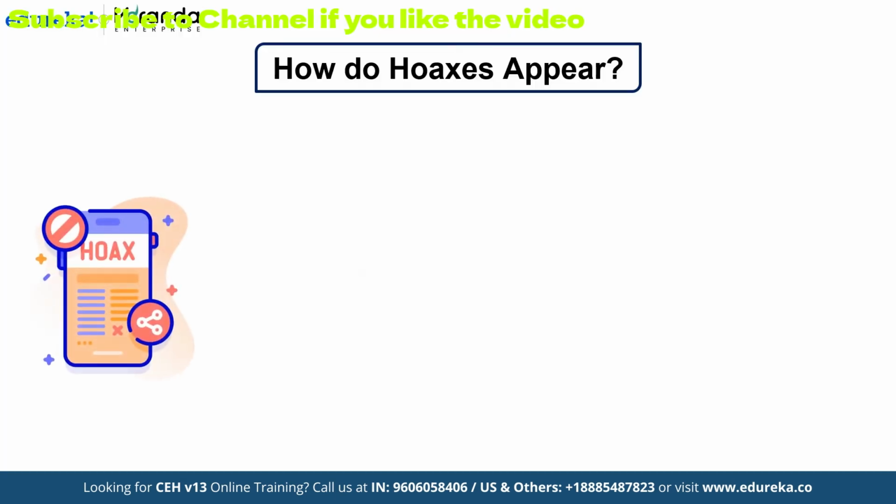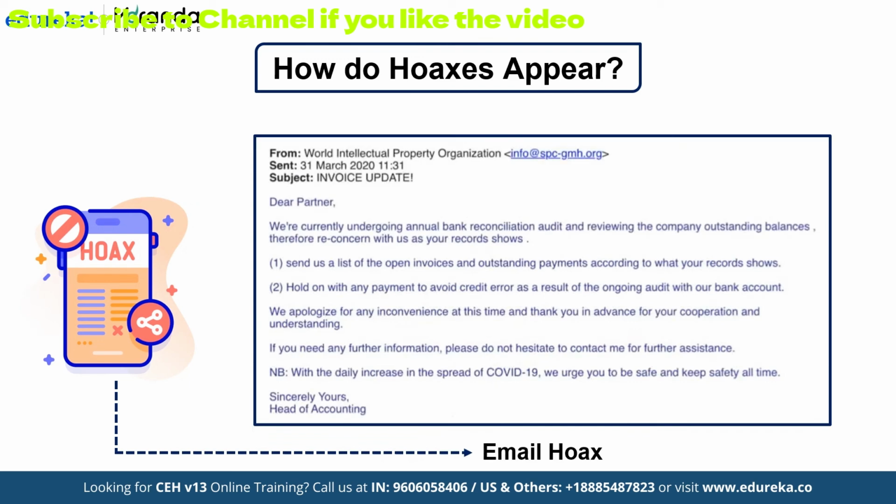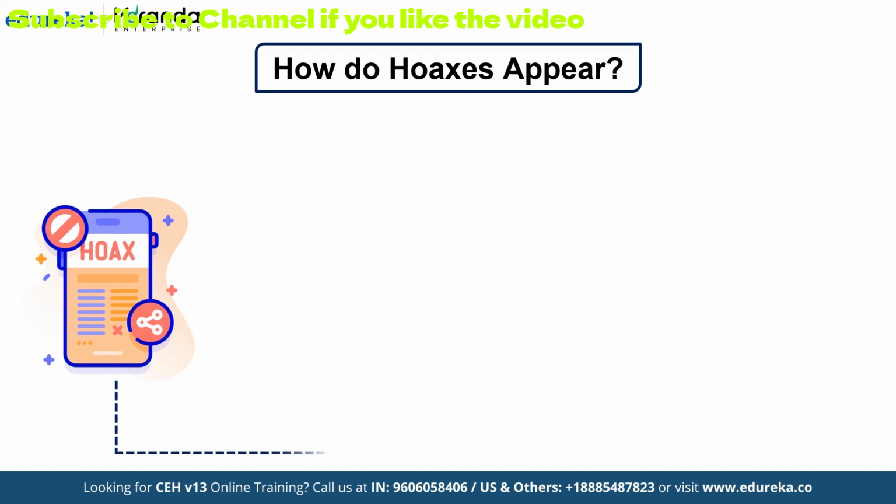So, how do these hoaxes show up? Hoaxes can appear in several different forms, but they all aim to deceive you into thinking you need to take immediate action. And here's how they typically manifest. First, emails. A typical hoax might land in your inbox with an urgent message like, "Your computer is infected. Click here to remove the virus." And the goal is to get you to open an attachment, download malicious software, or follow instructions that will put your data at risk.